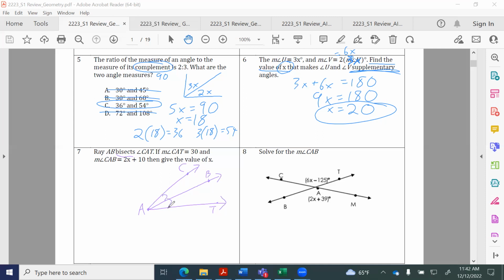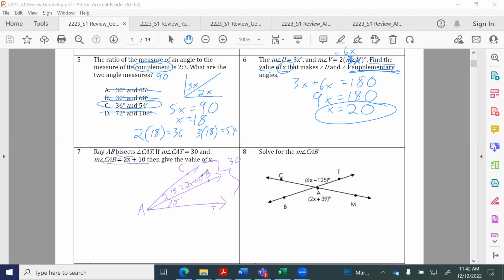Now, they tell us that the entire thing is 30. So if the whole thing's 30, what's each of these angles? That's half of 30, 15. So both of these angles are 15. You know that already because they told us it's been bisected. Well, then they also told us that CAB is 2x plus 10. So CAB, this one here, is 2x plus 10.